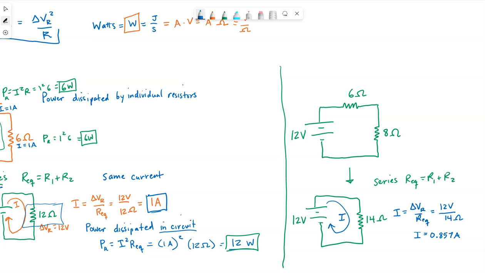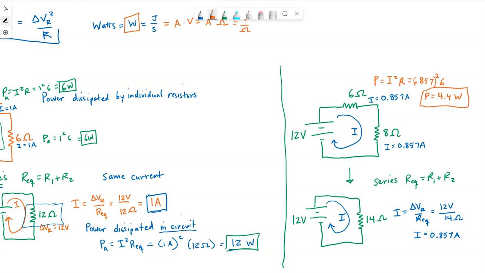Now we can take this back. Since these are in series, these both individually will have this 0.857 amps flowing through them. So power, I'm still using I squared R. So for this top one, 0.857, I'm going to square that and then multiply by the 6 ohms. I get 4.4 watts for this top resistor.